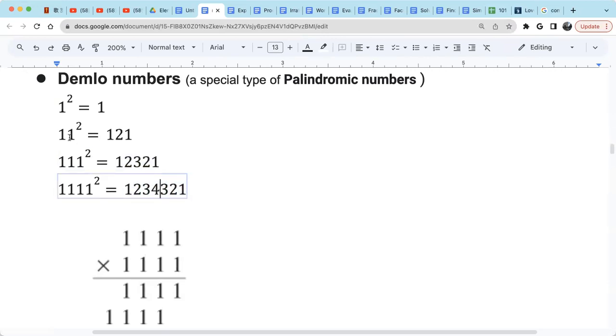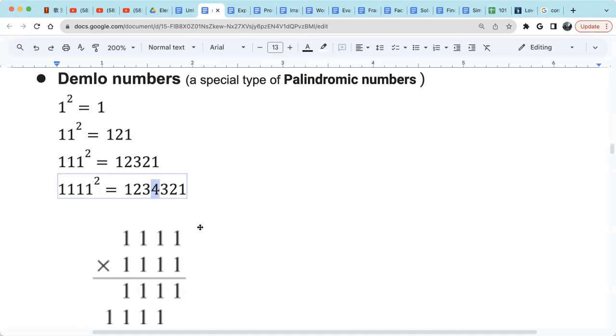So we see the pattern here. If it's only one 1, that's 1. And if it's two 1s, which is 11, we see 2 in the middle: 1, 2, 1. Three digits, 1, 1, 1, we see 3 in the middle: 1, 2, 3, 2, 1. Four digits, we see 4 in the middle.